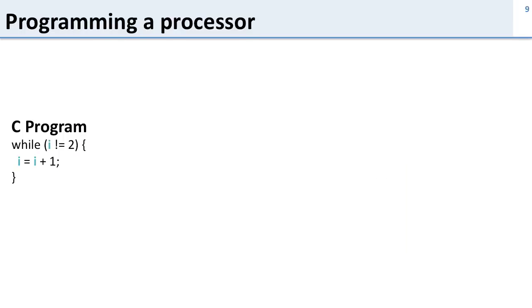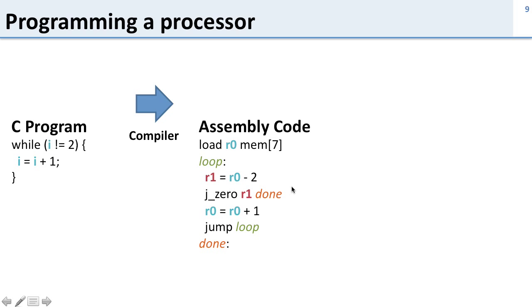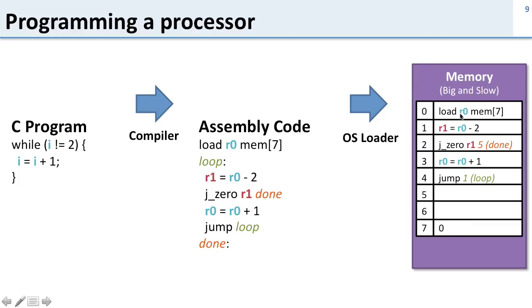Now let's take a look at how we program the processor. So here's a C program, we saw it before. While I does not equal 2, I equals I plus 1. When you want to run this, you run it through a compiler. The compiler generates this assembly code, which tells the computer which instructions to do. This gets loaded by the operating system into the memory and then gets executed from there.